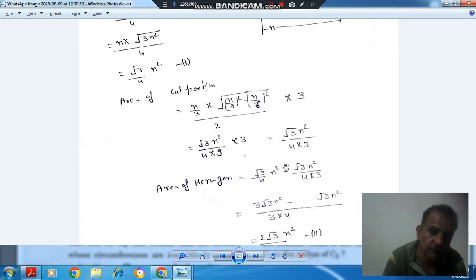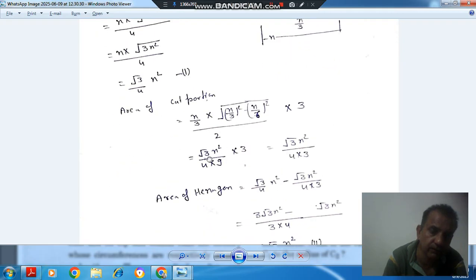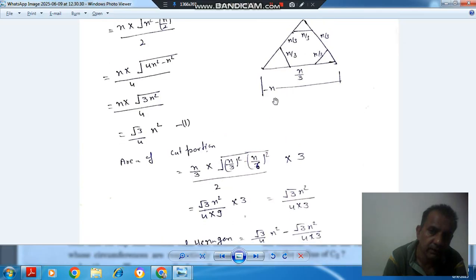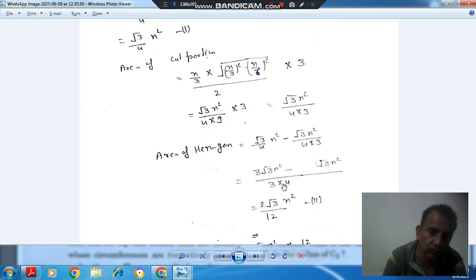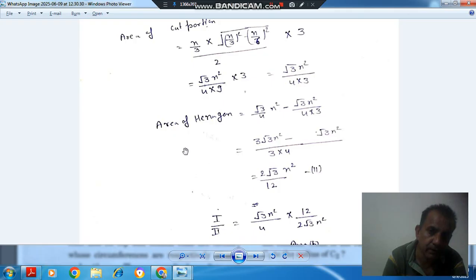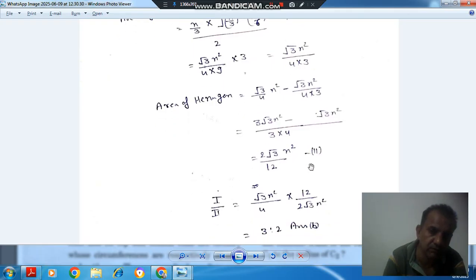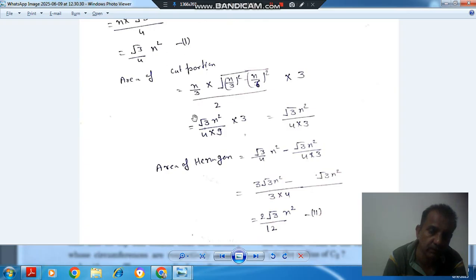Now this is the area of the cut portion, and the area of the hexagon will be the area of the plate minus the area of the cut portion. So the area of the hexagon is the area of the plate, that is root 3 by 4 x square, minus the area of the cut portion, root 3 x square by 12. Solving it, we will get the area of the hexagon as 2 root 3 x square by 12, this is equation number 2, and this is equation number 1.